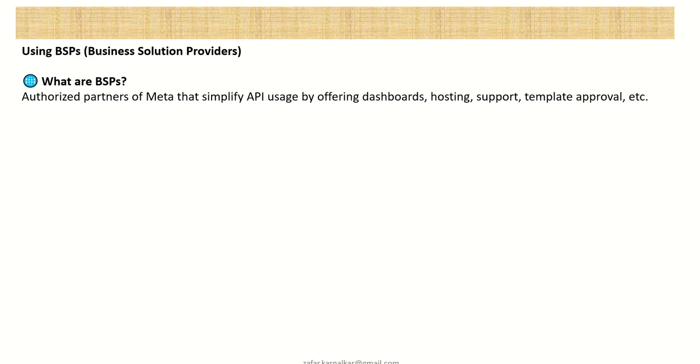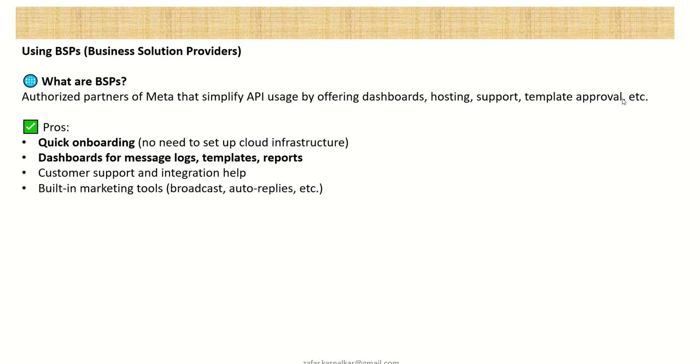Next, let's see what the difference is if you are going through a BSP, business solution provider. What are BSPs? They are authorized partners of Meta that simplify API usage by offering a dashboard, hosting, support, template approval, etc. So what are the advantages? Very quick onboarding, no need to set up cloud infrastructure and all.